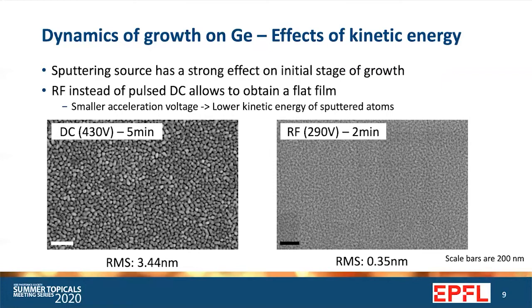And this meant that the atoms impinging on the surface had lower kinetic energy, and therefore they had a lower diffusion length, which resulted in a 2D growth instead of island growth. So we kinetically limited the Stranski-Krastanov growth. And indeed, as a matter of fact, for this RF growth, we only had 0.35 nanometers of roughness, confirming the 2D layer quality, the 2D growth.